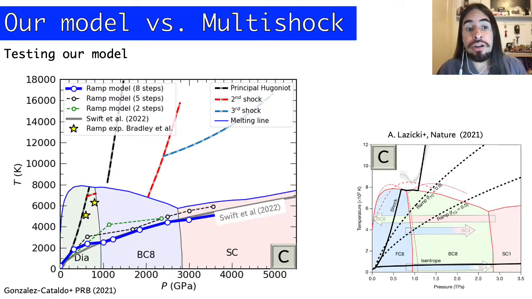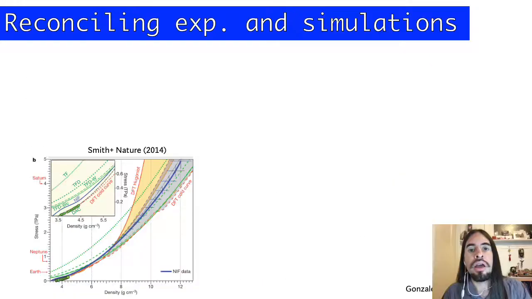In addition, we compare our predictions with a model that was published recently by Swift et al., where they use a Taylor-Quinney factor to account for plastic work, and our results point towards a Taylor-Quinney factor of 0.25 that agrees with the RAM compression path that we predict. This is the same model that was used in the most recent RAM compression experiments of diamond by Amy Lazicki et al. in 2021.